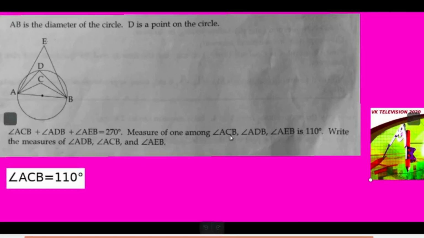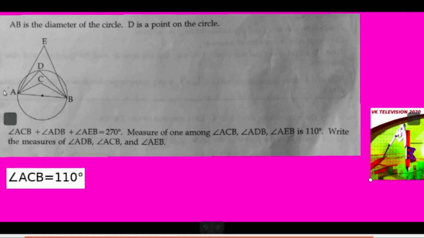You have to find out angles of this. Measure of one of these three angles is 110. Clearly, angle ACB is more than 90 degree. All other angles, that is angle AEB, is less than 90 degree. Angle ADB is 90 degree. Here E lies outside the circle, so the angle AEB is less than 90.